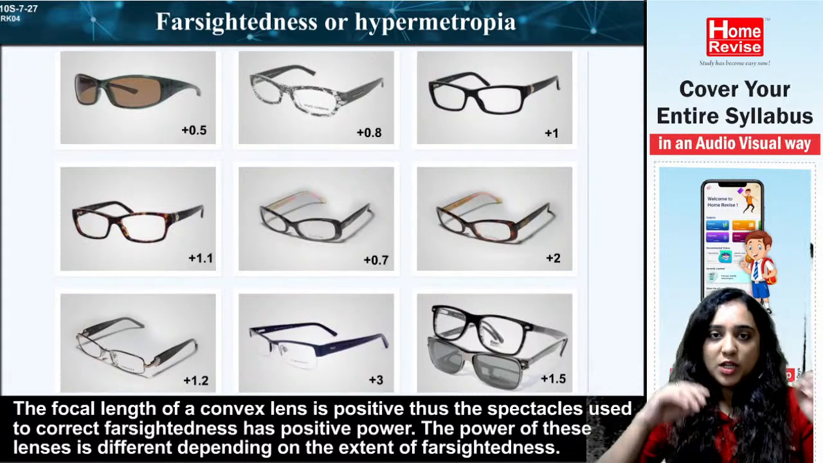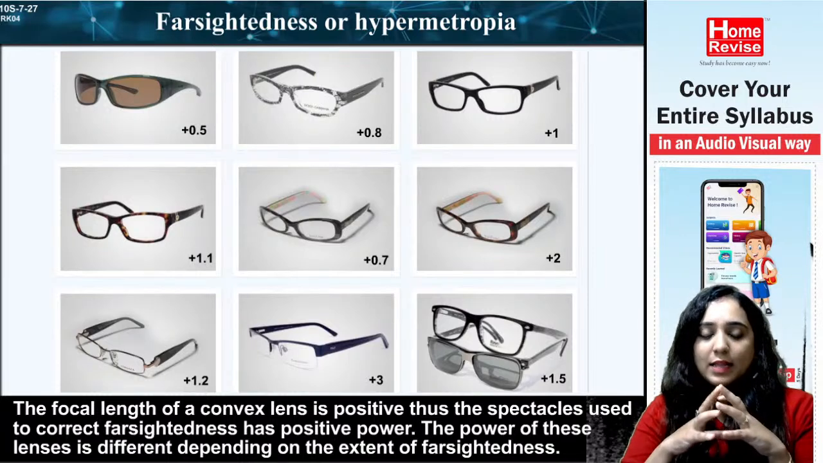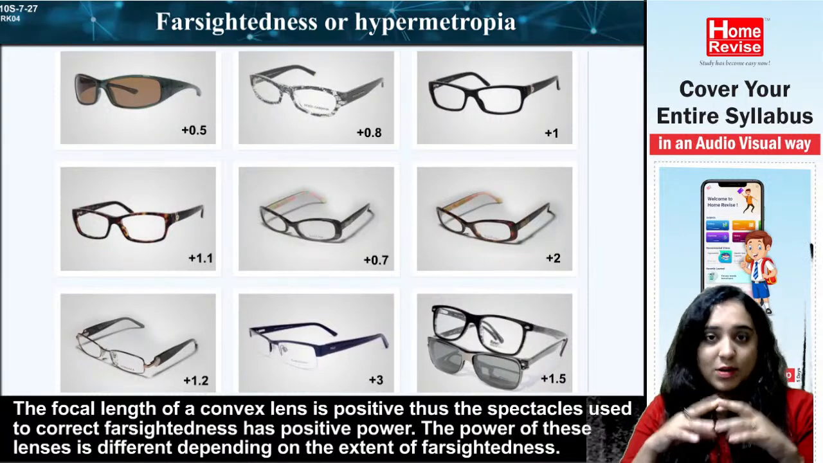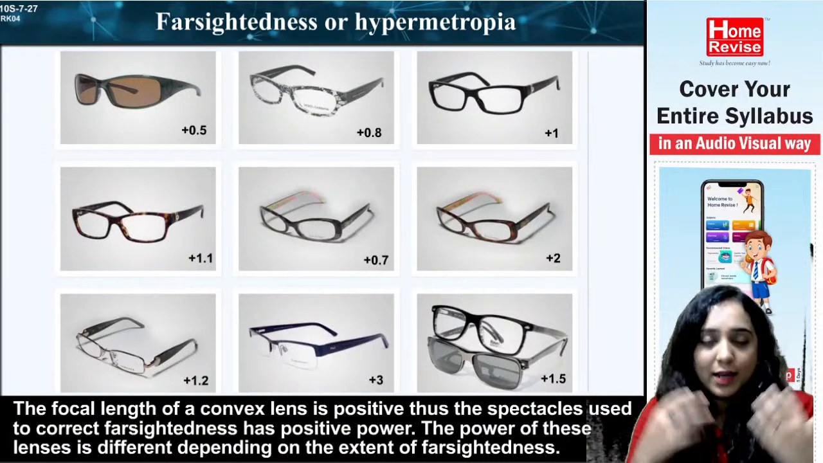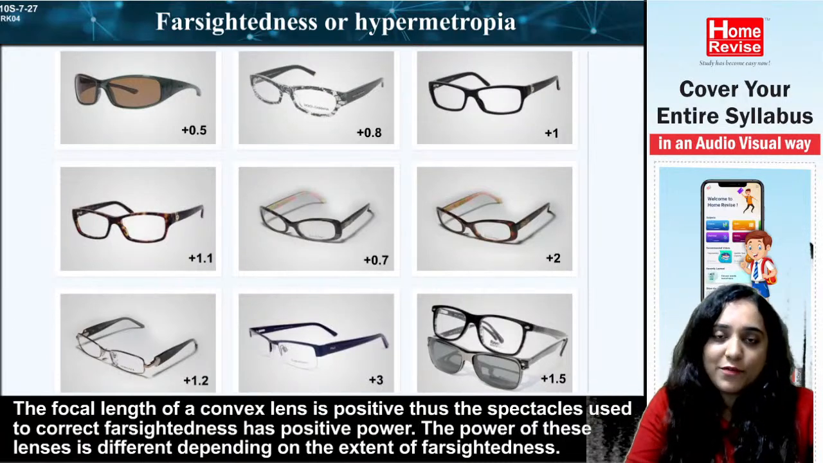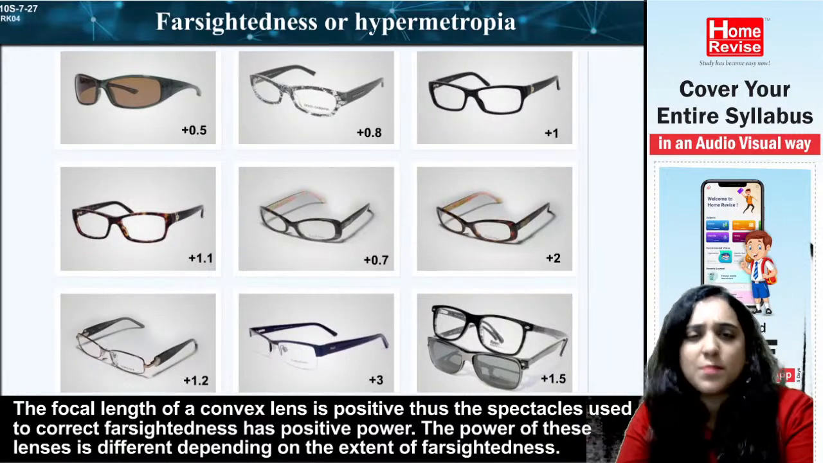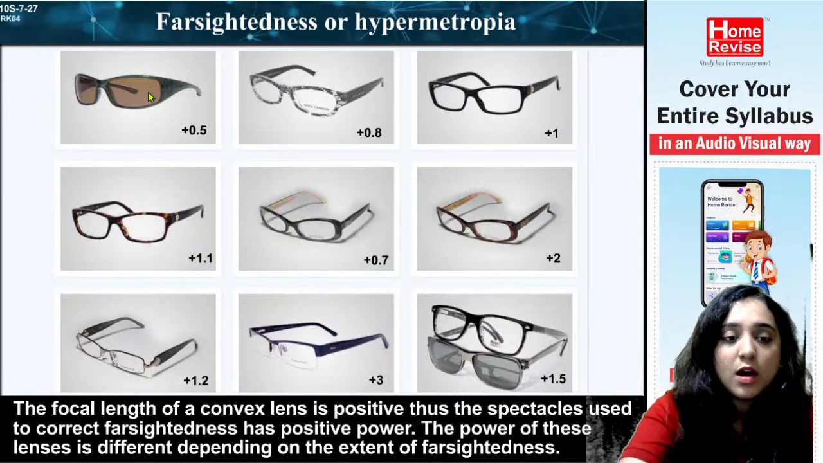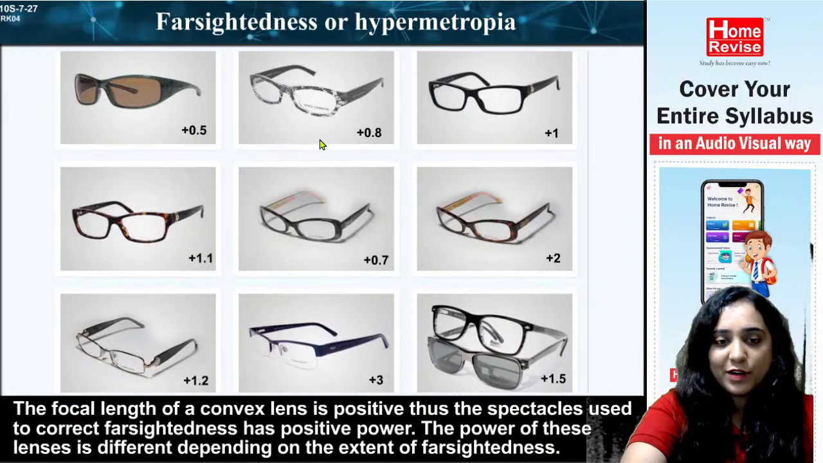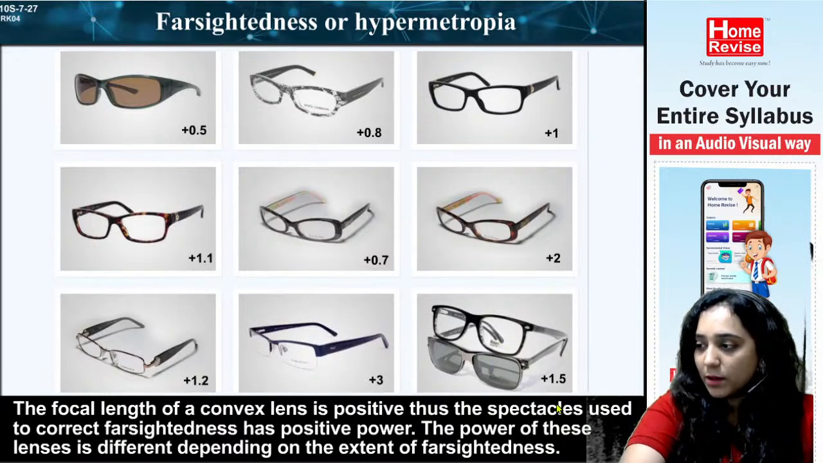Now, if you use someone else's spectacles, it won't work, because everyone has a different power of accommodation of the eye. The power is different for everyone. That is the reason when you use another person's spectacles, it will not work for you. As you can see here, different spectacles have different power. Some are positive, some are negative.